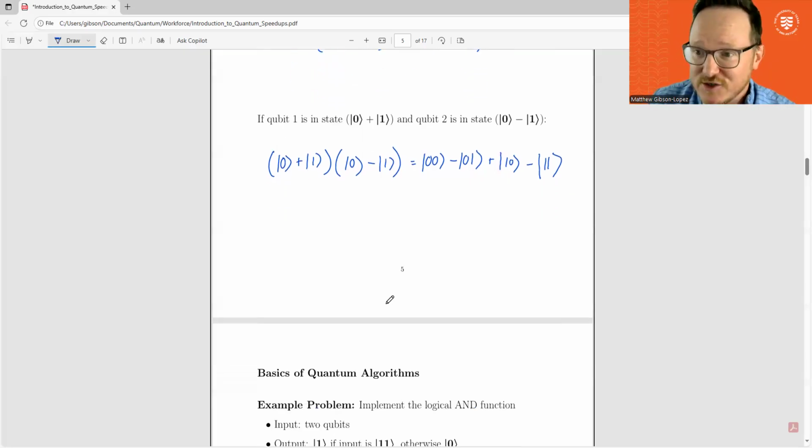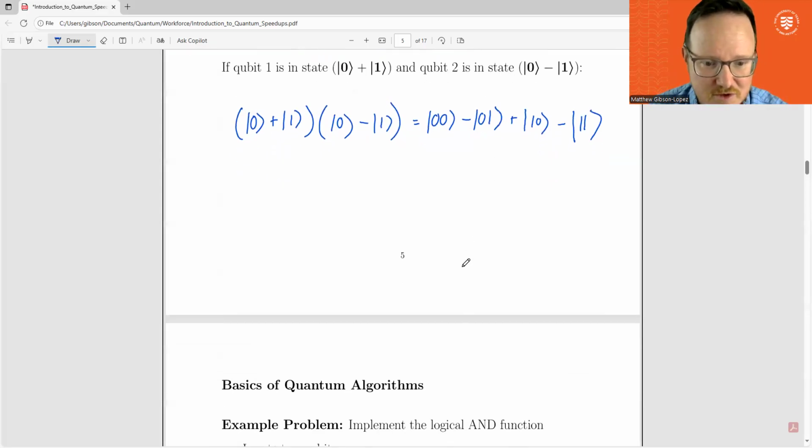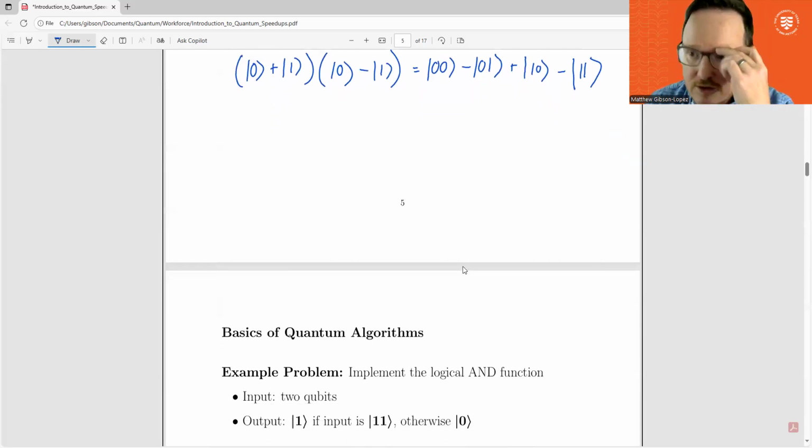So now we're going to get into some quantum algorithms. So far we've just been describing some properties of qubits, the different states they can have, and so forth. And now I want to talk about what quantum algorithms end up looking like.